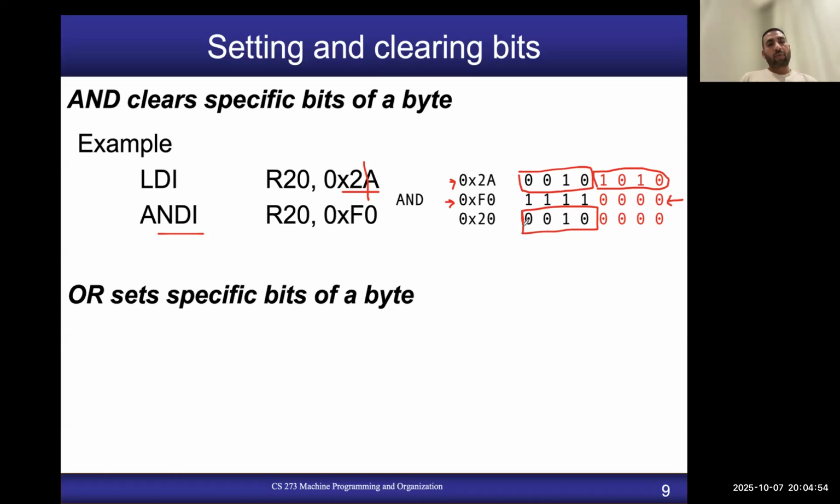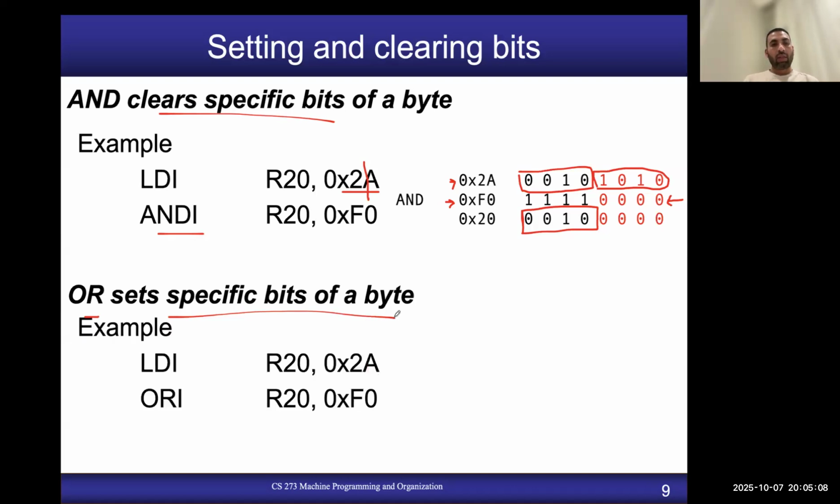Okay, so you can use AND to clear specific bits, and you can do the opposite, exactly the same thing, by using the OR operation, which allows you to set specific bits of a byte equal to 1, right? So here we have the same operand, 0x2a, and we want to set all the upper 4 bits equal to 1, and we don't want to touch the lower 4 bits, right?